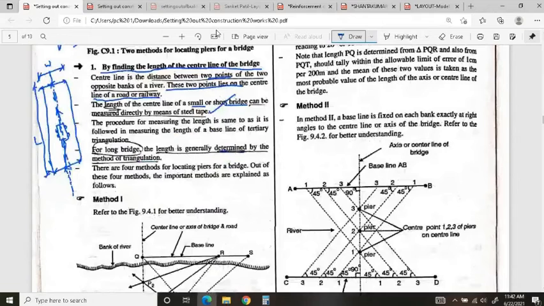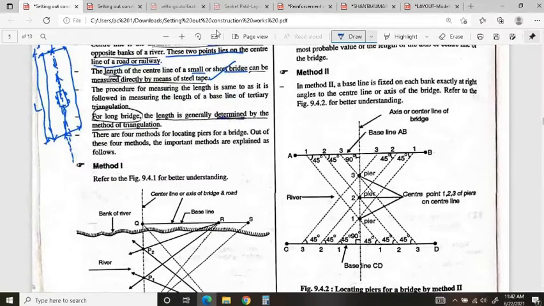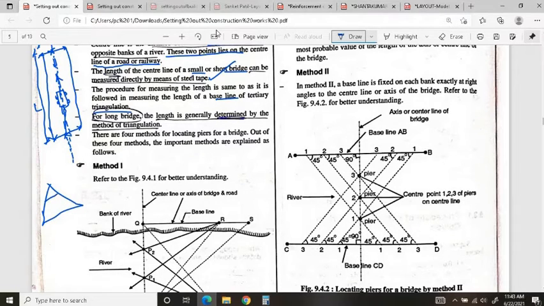Next, the procedure of measuring the length is the same as that followed in measuring the length of the baseline of a tertiary triangulation. This is the first triangulation. If you do the next division of the area, it is called the second triangulation, and this one is the third triangulation. With the help of a tachymeter or any measuring instruments, you can measure the length. For a long bridge, the length is generally determined by the method of triangulation, with the help of the baseline.